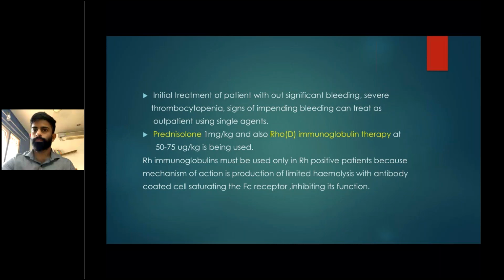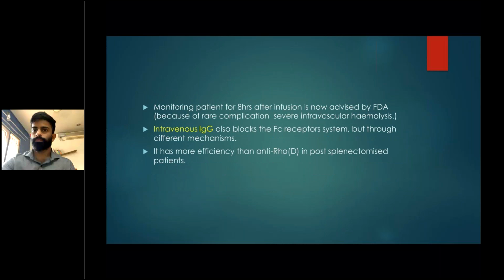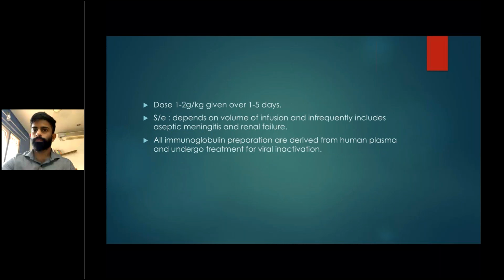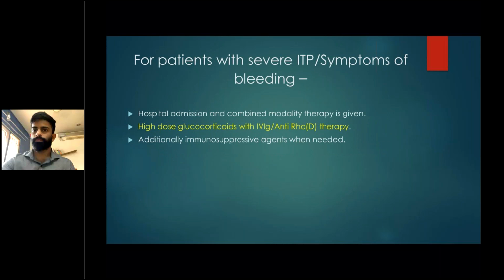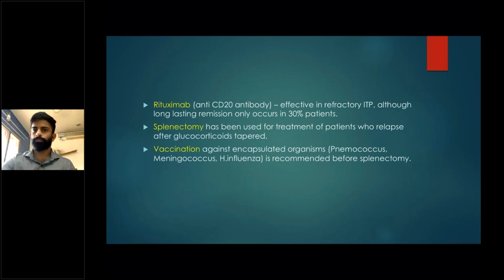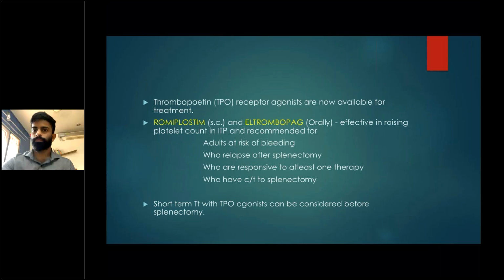Treatment is only if the patient has symptoms. You can go with prednisolone or immunoglobulin therapy. Intravenous IgG can be given. It's more efficient than anti-Rho(D) antibody in post-splenectomy patients. Dose is 1 to 2 gram per kg over 1 to 5 days. High dose glucocorticoids in case of severe bleeding, along with intravenous immunoglobulin therapy. Rituximab can be given, splenectomy can be done, and vaccination should be given before splenectomy. And thrombopoietin receptor agonists like romiplostim and eltrombopag can be used in refractory cases and after splenectomy.